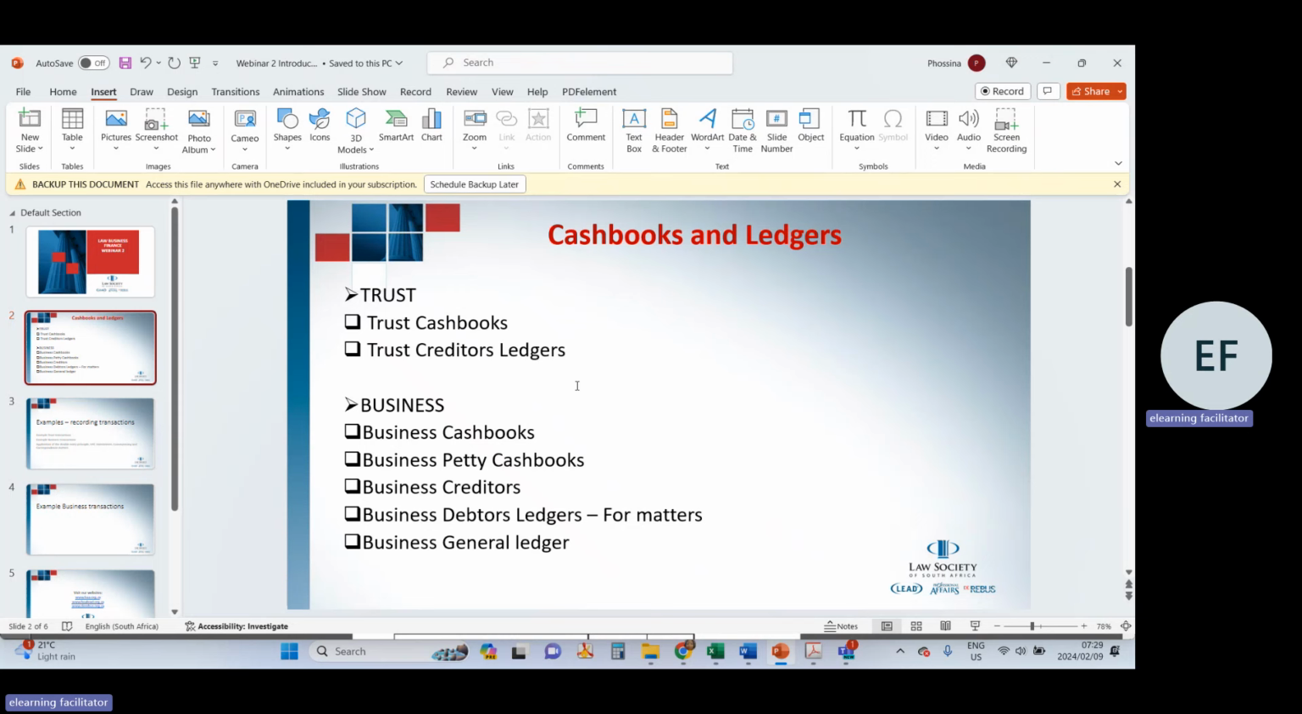Okay, yes. So today we are going to have a look at cash books and ledgers. That's what we are going to concentrate on. This webinar will cover a lot on cash books and ledgers, and it will cover an example. We are going to look at an example, and from that example, we'll be able to share information that will help you in recording your transactions for the assignment.